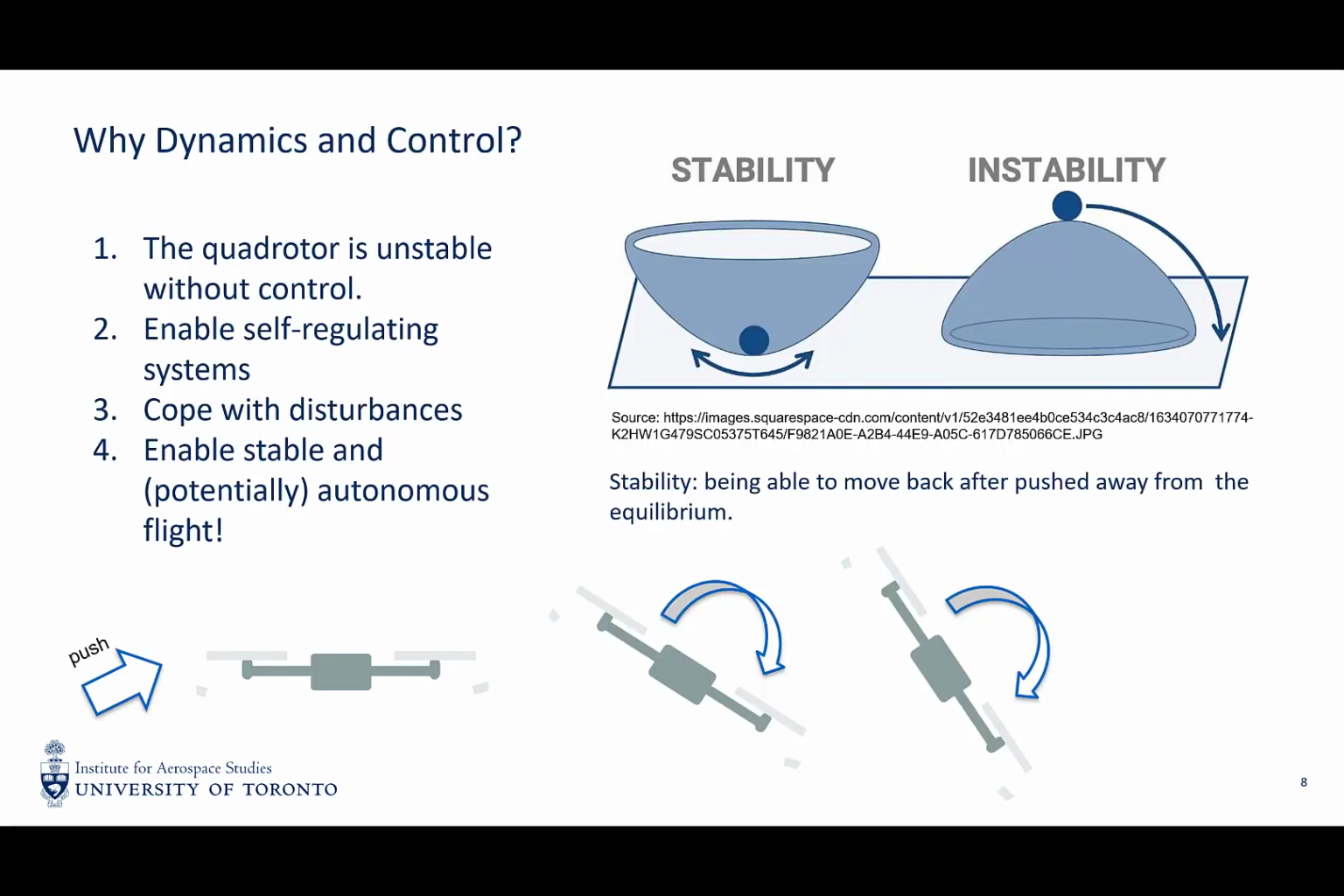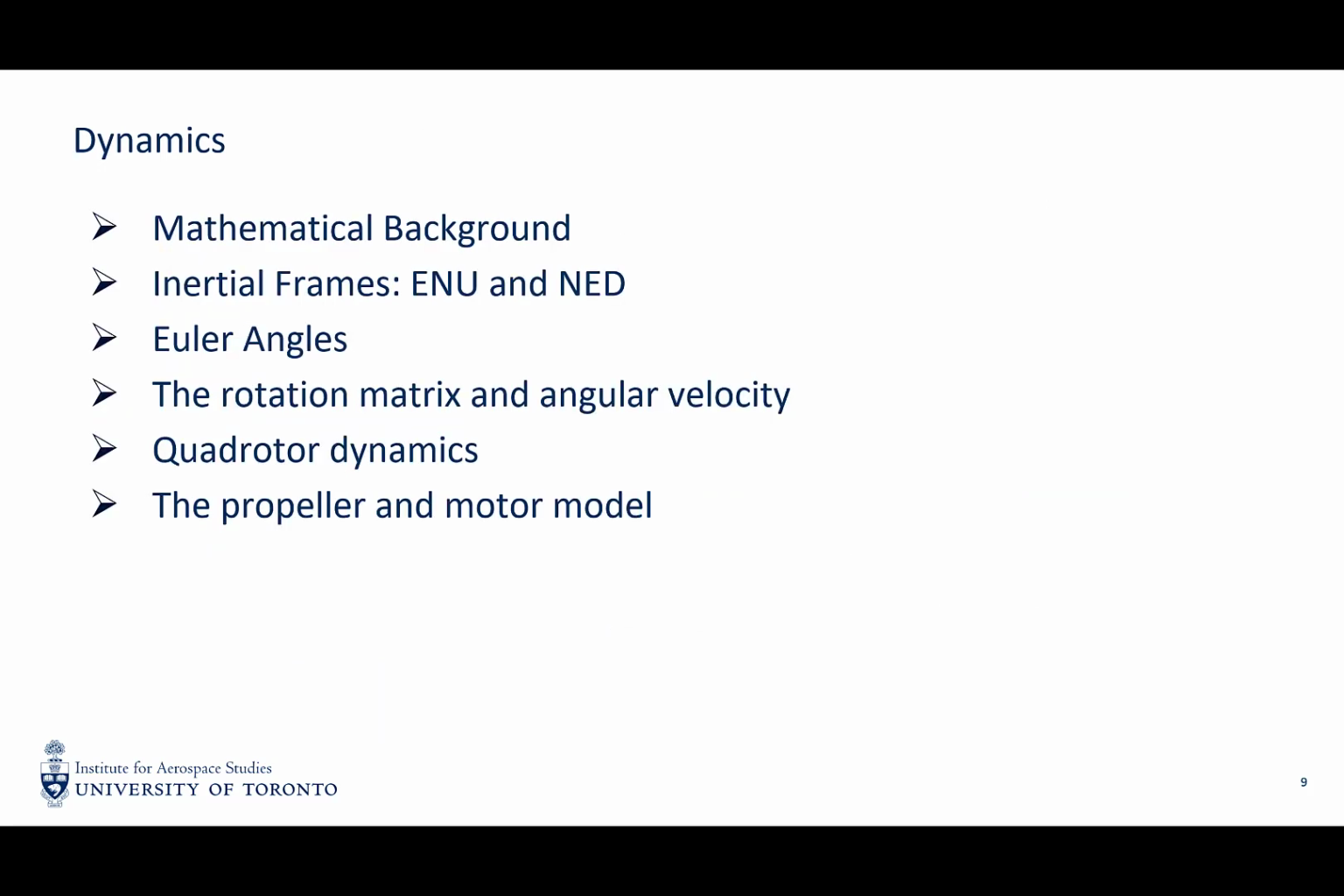So why dynamics and control? Because the quadrotor is inherently unstable. Meaning that if there is a tiny push from the equilibrium, the quadrotor will just fly away from the equilibrium without returning. And in this case, we need to study feedback control and how to actually apply those controls on such platforms. So the first section of this lecture is about the dynamics.